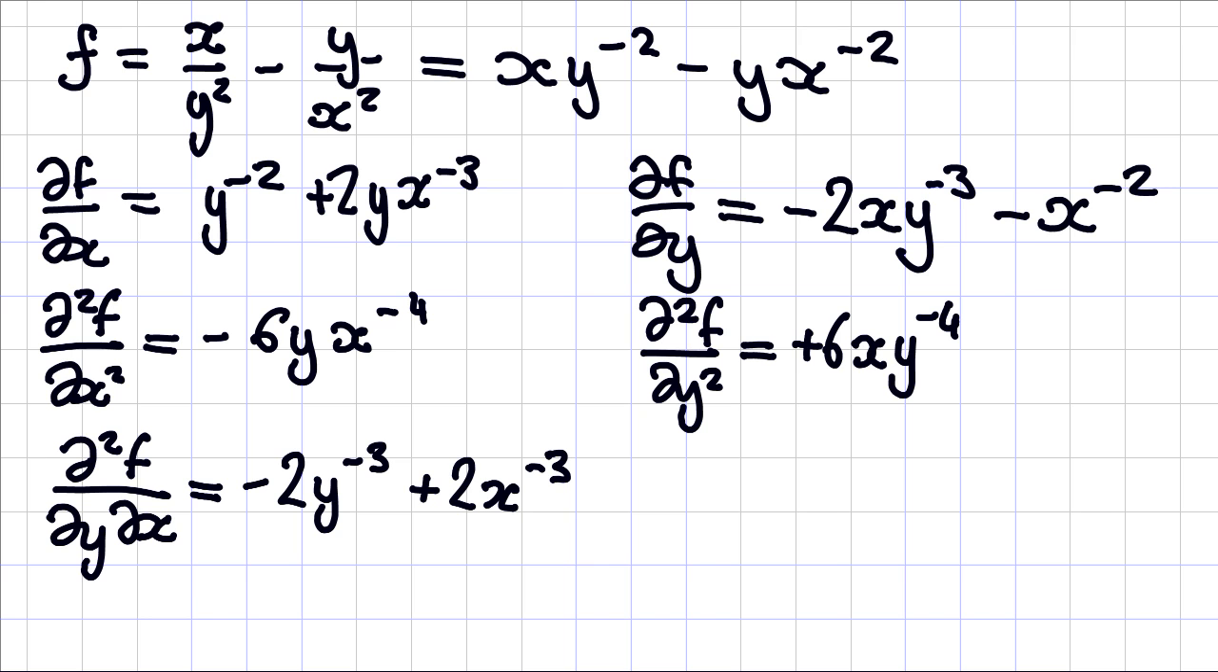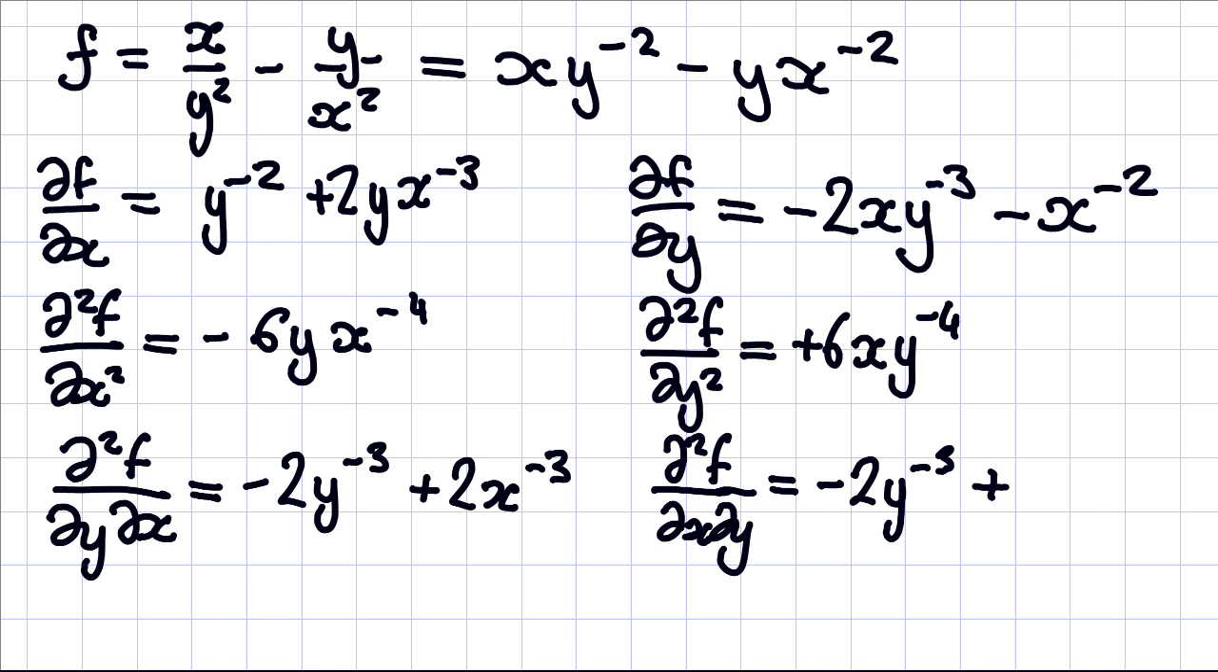Next thing to do is a cross derivative, d2f dx dy. So that's d by dx of df dy. So first term, that's minus 2y to minus 3. And the second term, I bring down the power. So the minus that's already there times the minus 2 gets me plus 2. And I reduce the power of the x by 1. So that's x to minus 3.